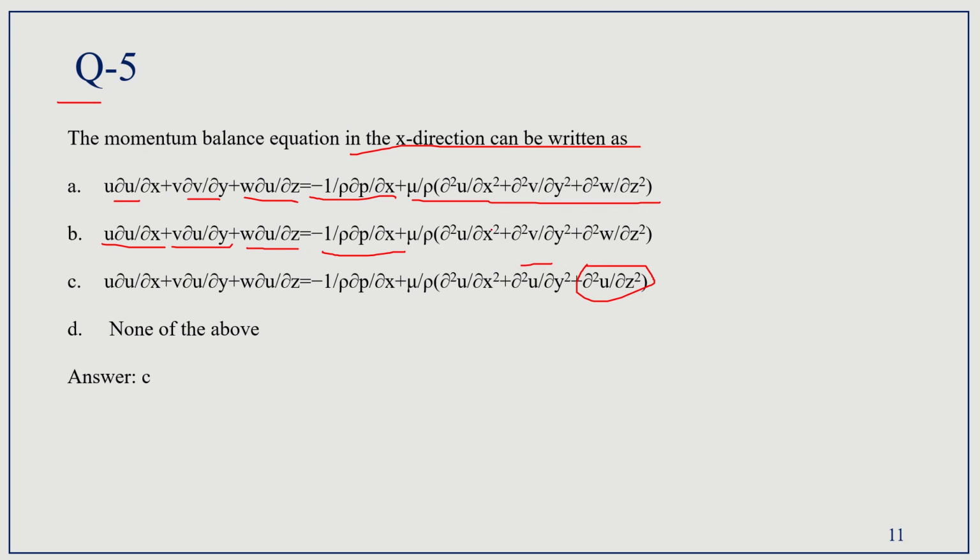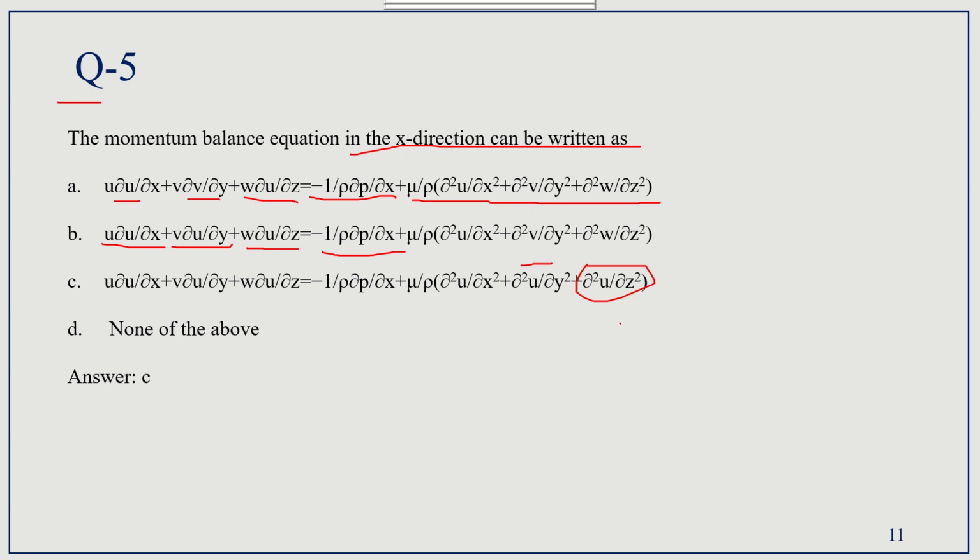Yeah, because we can see that we are now asked to find the momentum balance equation in the x direction. So in momentum conservation equations, we have it in 3 directions. We have one equation for the x direction, one equation for the y direction, and one equation for the z direction. So of the 3 equations, we need to now identify which one is the correct one for the x direction.